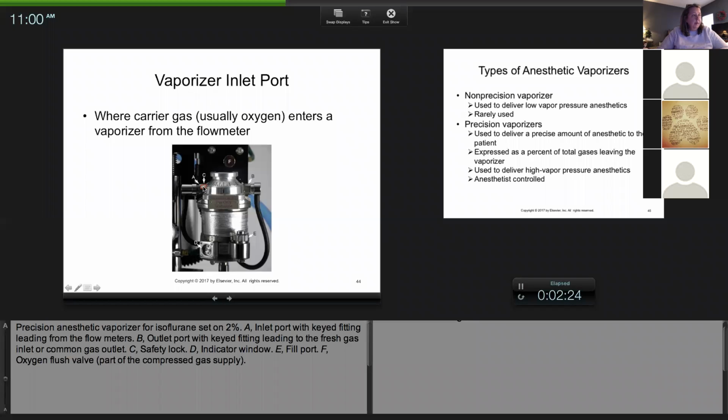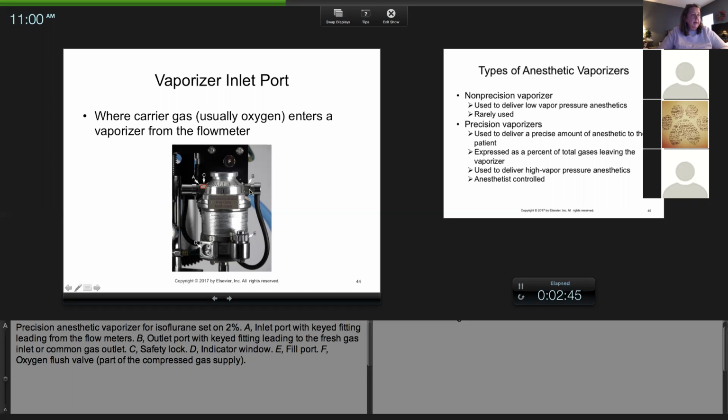There's a little button here, which is letter C, and that's what you push down to turn your vaporizer. It's normally locked. You have to push that button down and turn at the same time. And you can see the picture's a little small, but these are also in your book. It is set at 2. So right now this vaporizer is set at 2%.